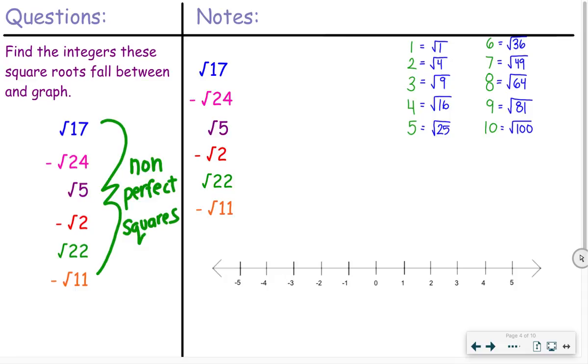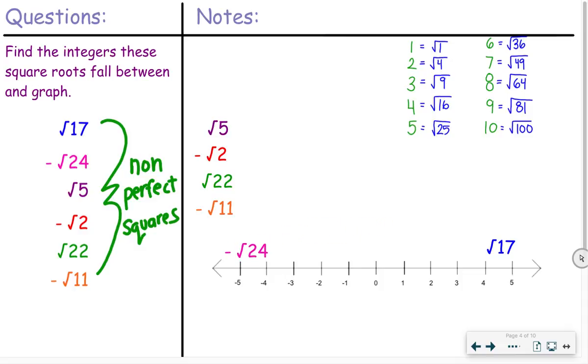Okay, so the square root of 17. If I drag that over to where it falls in my chart, 17 is in between 16 and 25, which means it falls between the integers 4 and 5. So I'm going to bring it down in between the 4 and 5. The negative square root of 24. 24 also falls between 16 and 25, except it's negative. So the integers it's going to land between are negative 4 and negative 5.